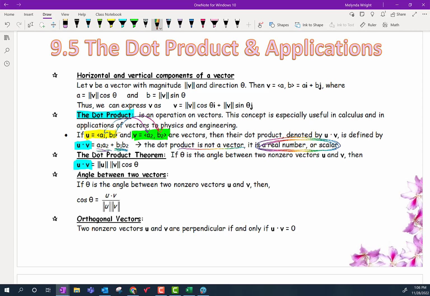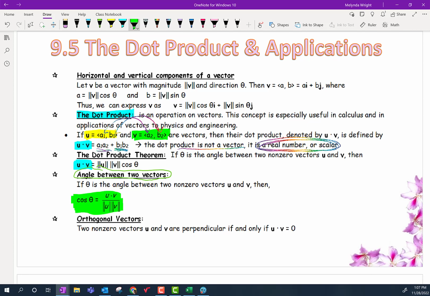So that's the mechanics of how we do a dot product. There are two types of things we're going to do with dot products. One of them is finding the angle between two vectors. The formula that we use for that has a dot product in it: cosine theta equals u dot v over the magnitude of u times the magnitude of v. So that's one use of the dot product.